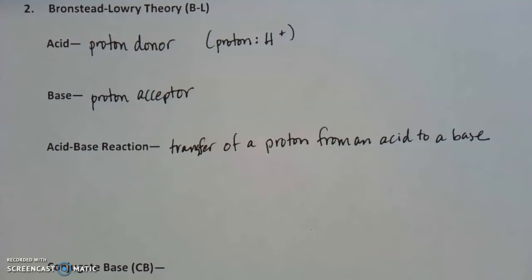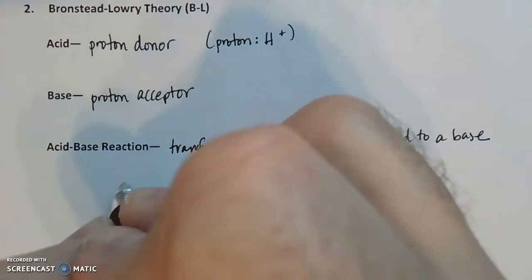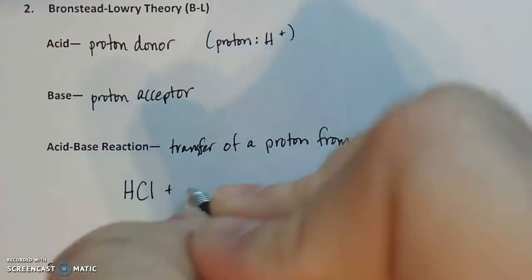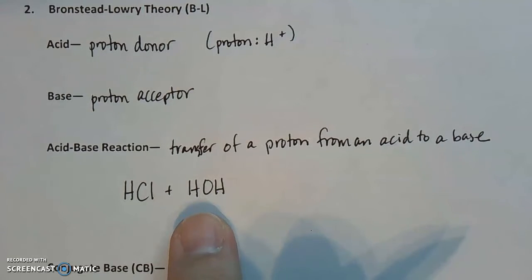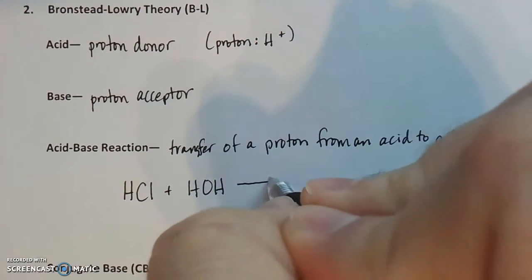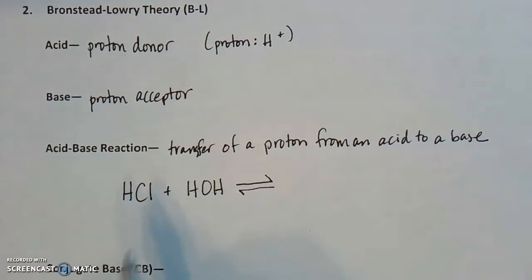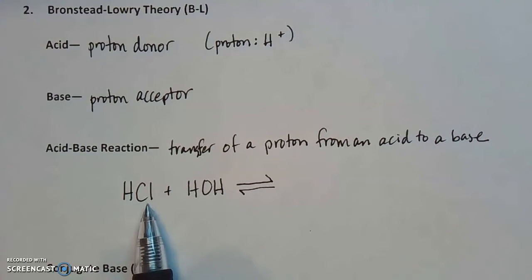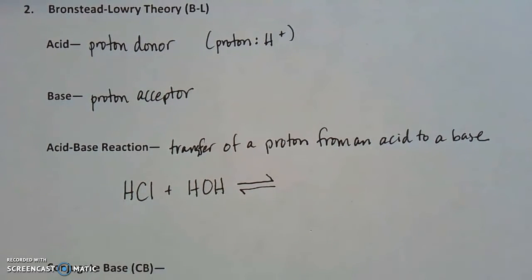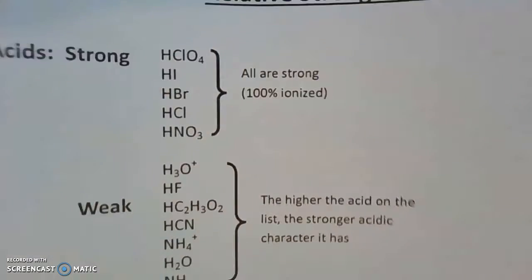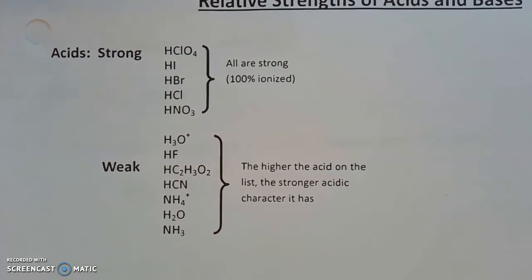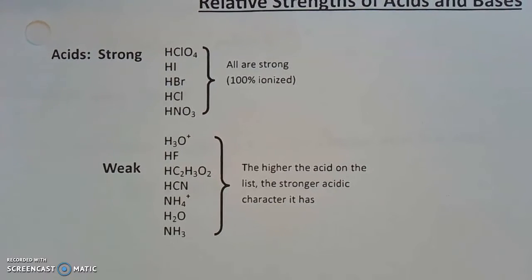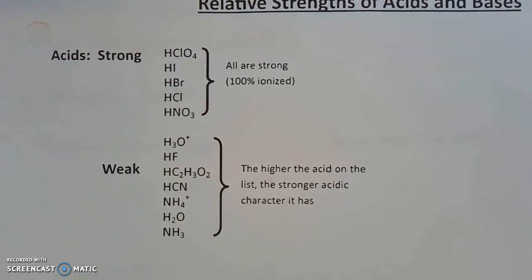So if we look at a reaction, HCl plus HOH. HOH is another way of writing water. We have to think, okay, HCl is a strong acid. Well, we need to know the relative strengths of acids and bases to one another. So you have a reference packet that looks like this. And this is going to help us determine what is going to act as the acid and what is going to act as a base.